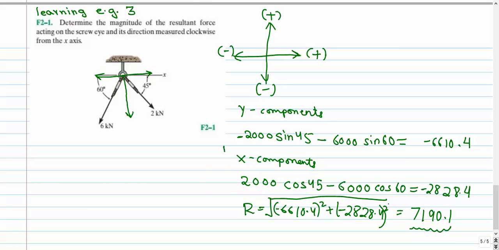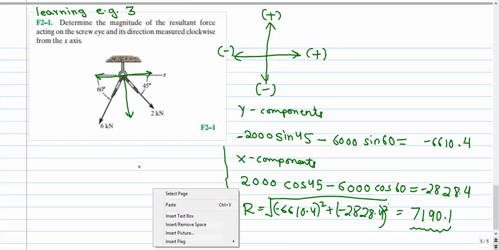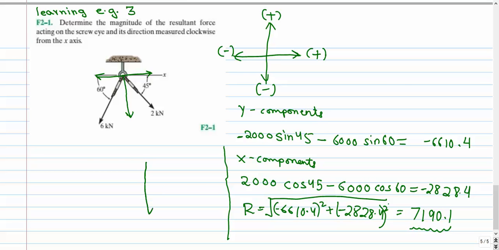Now for the angle. Let's draw the triangle first. The y component is pointing downwards because it is negative. So the y component is like this. The x component is also in the negative direction, negative x direction, like this. Using the head to tail method of adding vectors, we can finally draw the resultant vector like this, from the tail of the first one to the head of the second one.